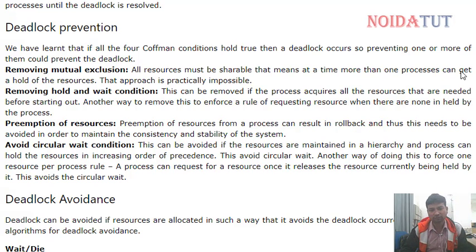Preemption of resources. Preemption of resources from a process can result in rollback, and thus this needs to be avoided in order to maintain the consistency and stability of the system.